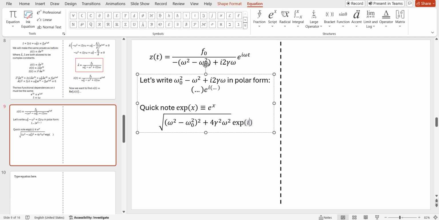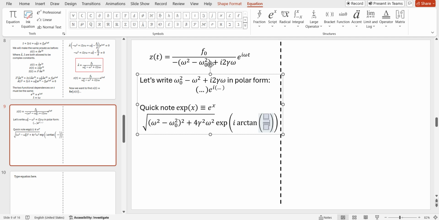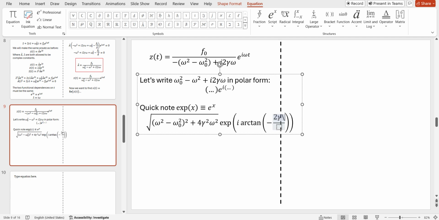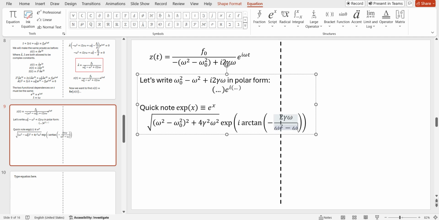So it's gonna be exponential of i times the arctangent of minus 2 gamma omega divided by omega squared minus omega naught squared. Good.